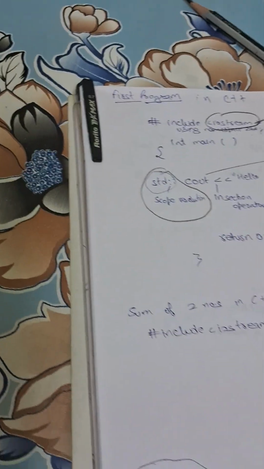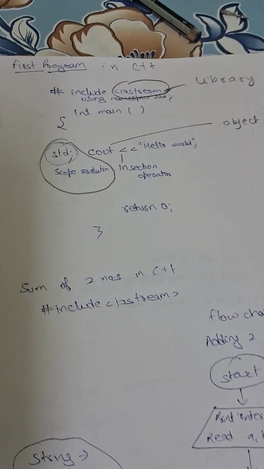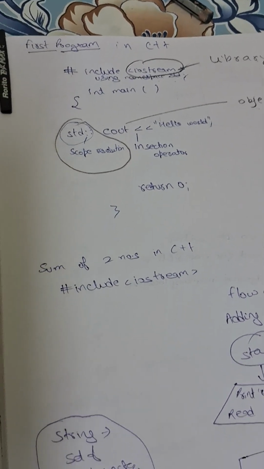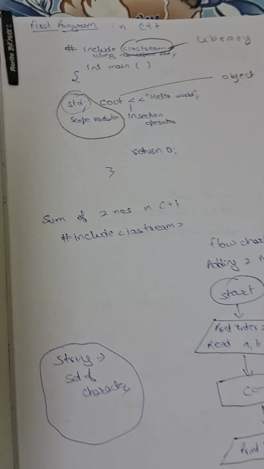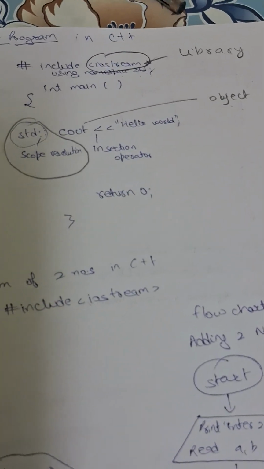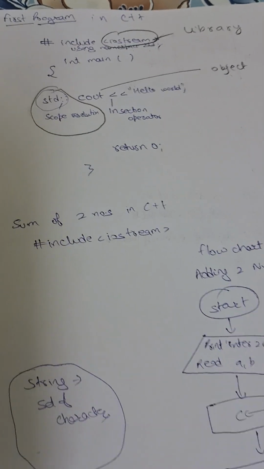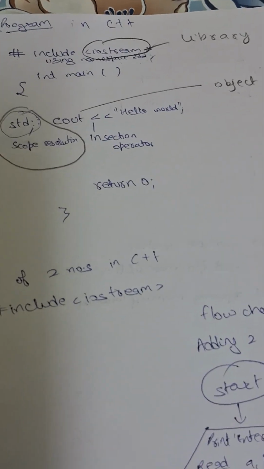Hey everyone, let us discuss our first program in C++. The first line of our C++ program is #include <iostream>. iostream is a library where we store cin, cout, all these things.